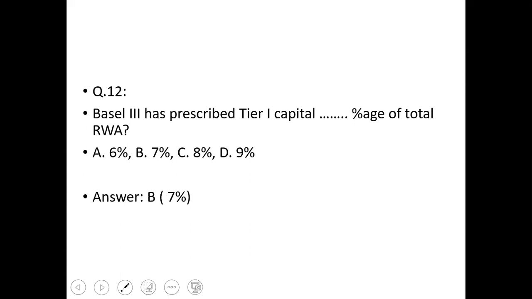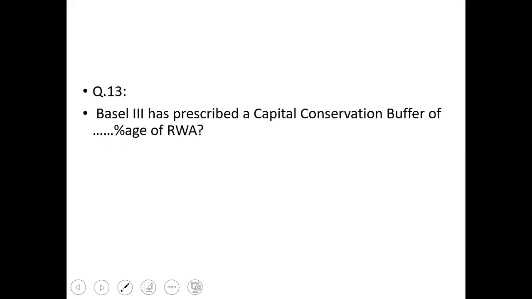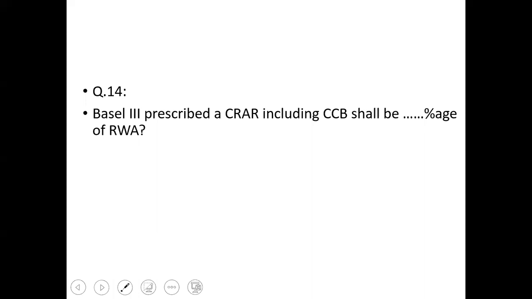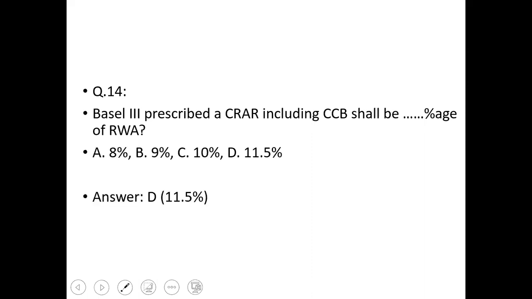Okay, friends. So all this I am sharing with you. 12th one, 13th one: minimum conservation buffer as percentage of RWA is 2.5. Yes, 2.5. Quick answer. Now, CRAR excluding CCB is 9, including CCB should be 11.5. Correct. Simple question also they are asking.